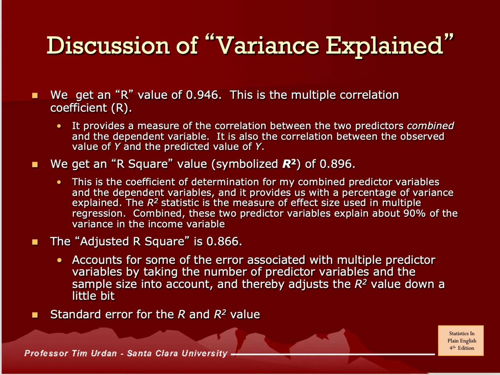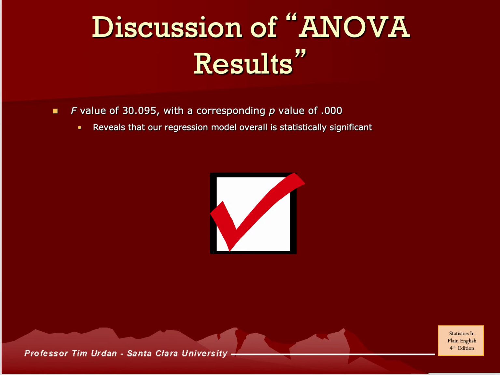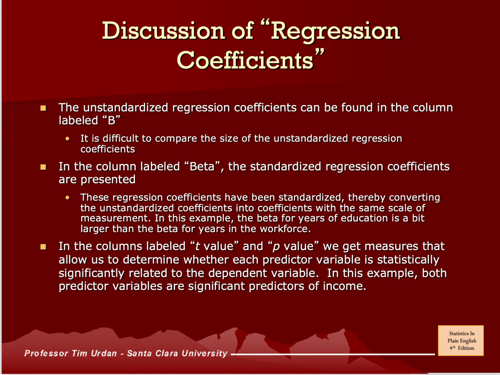When we get an R square value of this, that's the coefficient of determination for my predictor variables. And it gives us a percentage of the variance that's going to be explained. So about 90% of the variance is explained by these predictors. And adjusted R square is accounting for the fact that there's probably going to be some error in those calculations. So if I look at an ANOVA result, I know that an F value of 30.5 with a corresponding p-value of 0 gives us a statistically significant result. The same is true with this situation.